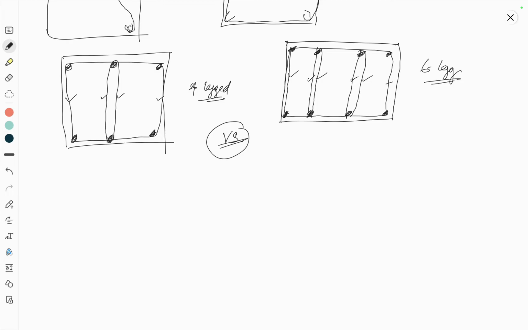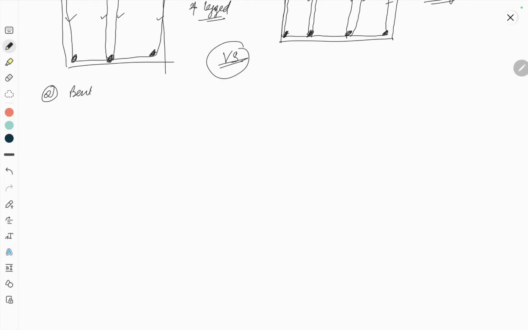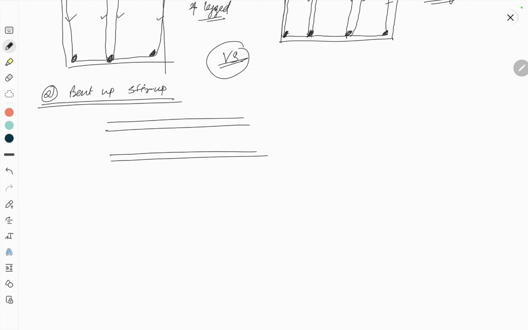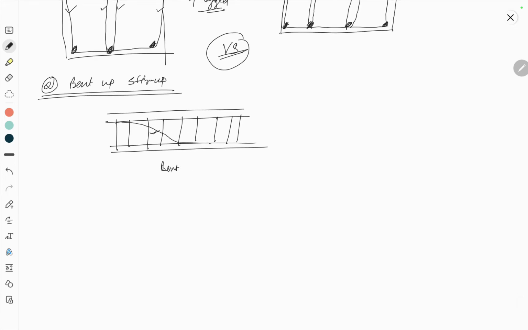Now we'll talk about the bent up stirrup. What is its diagram? Suppose this is your beam cross section, this is your rod, and this is your vertical stirrup. In case this type of bar is there, that is called a bent position with a theta angle, known as the bent up bar. That is the vertical stirrup, that is your main bar. That angle should be mostly 30 or 45 degrees.